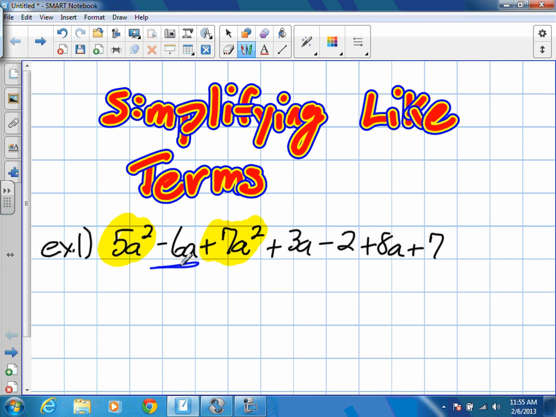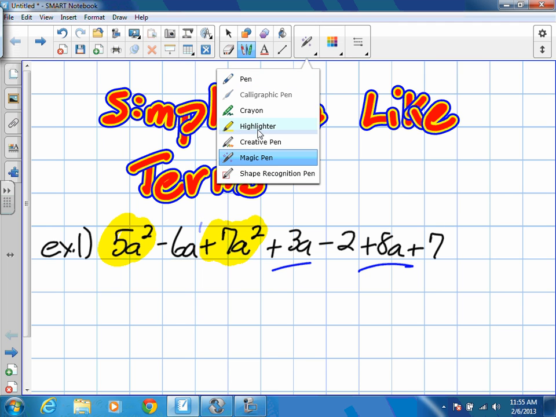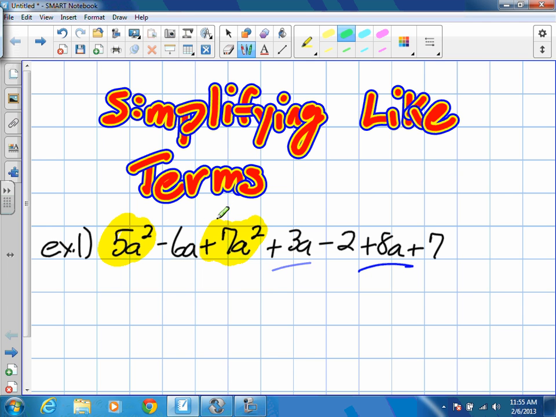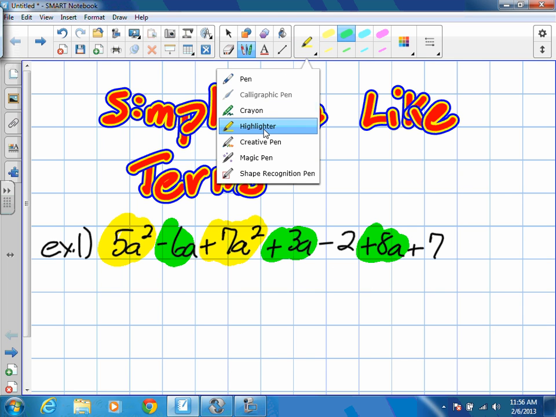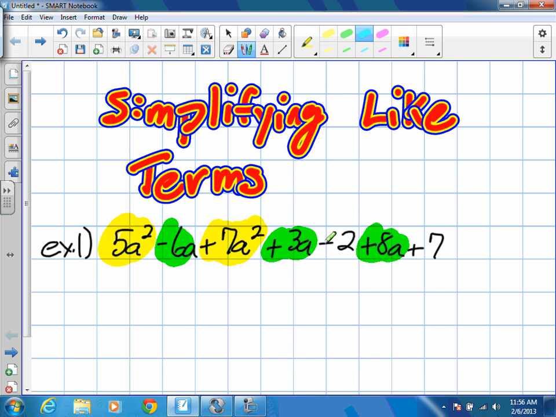Let's work with our next one, negative 6a to the power of 1. What would be a like term of those? 3a. Positive 3a and positive 8a. Make sure you recognize that the operation in front of the term tells us if it's positive or negative. So this is negative 6a, this is positive 3a, and positive 8a. And finally, do I have any other like terms? What are they? All right, negative 2 and 7, these are constant terms, and these are like terms, so we can collect those.